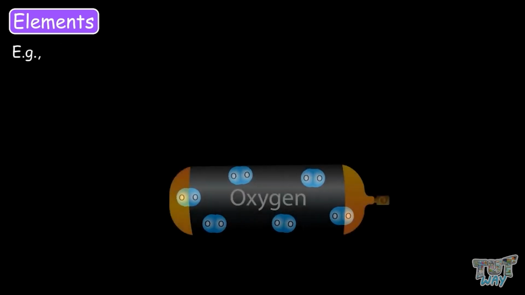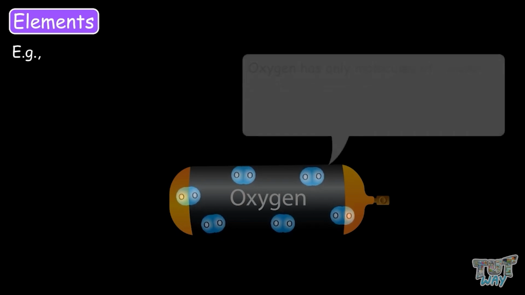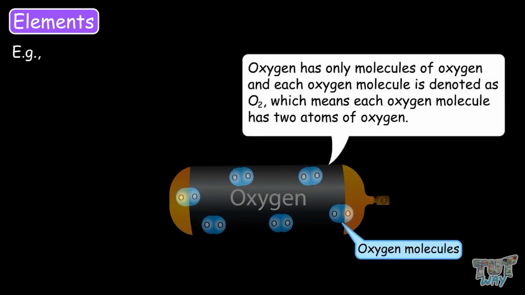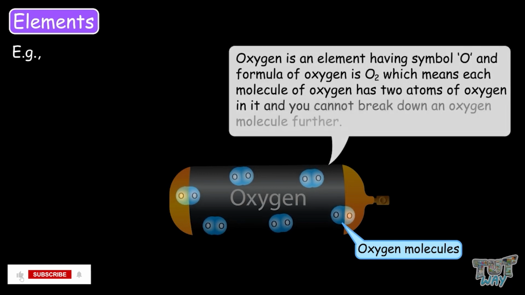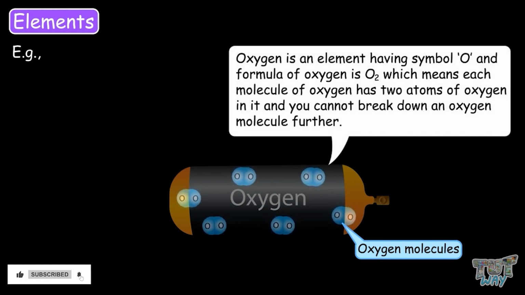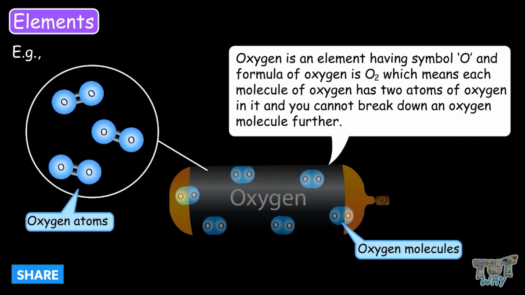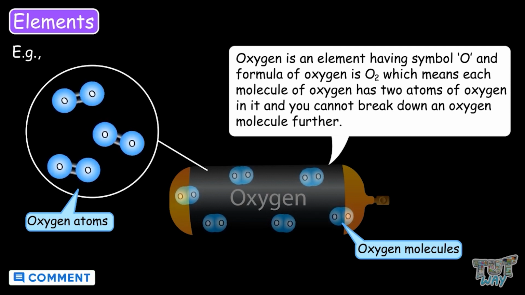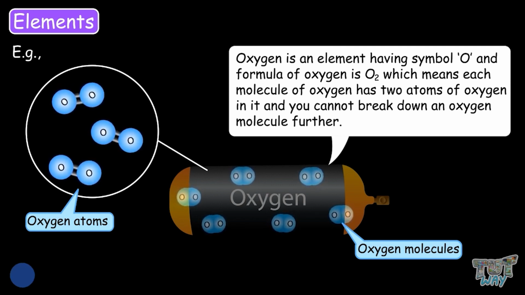For example, oxygen is made up of the element oxygen. That is, oxygen only has molecules of oxygen, and each oxygen molecule is denoted as O2, which means each oxygen molecule has 2 atoms of oxygen. Oxygen is an element that has the symbol O, and the formula of oxygen is O2, which means each molecule of oxygen has 2 atoms of oxygen in it, and you cannot break down an oxygen molecule further.